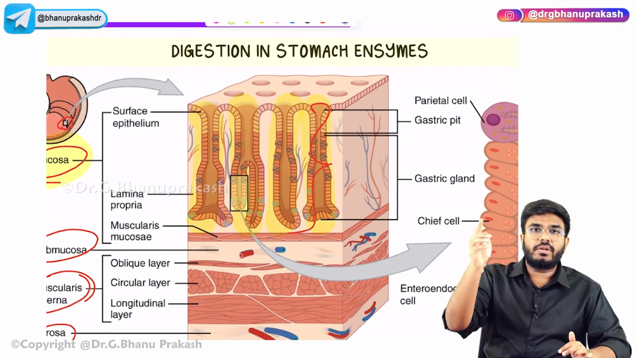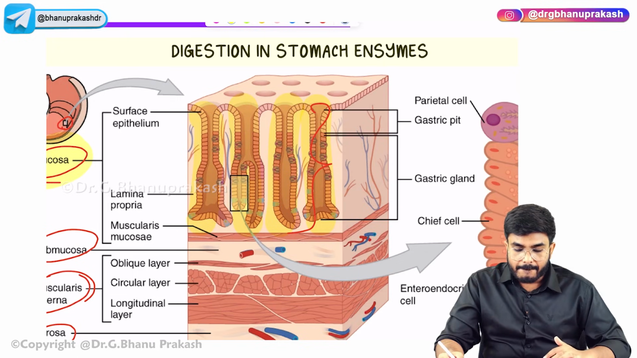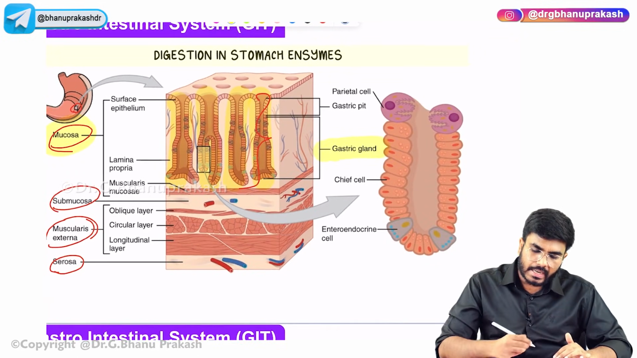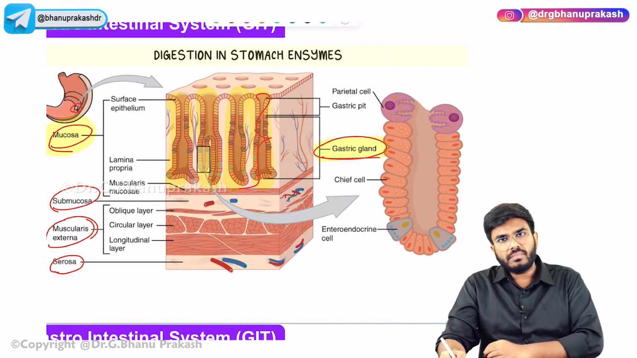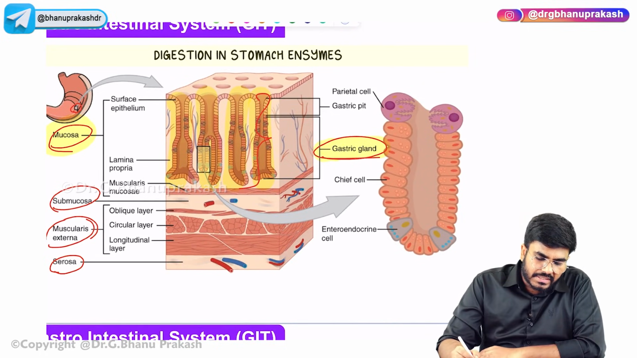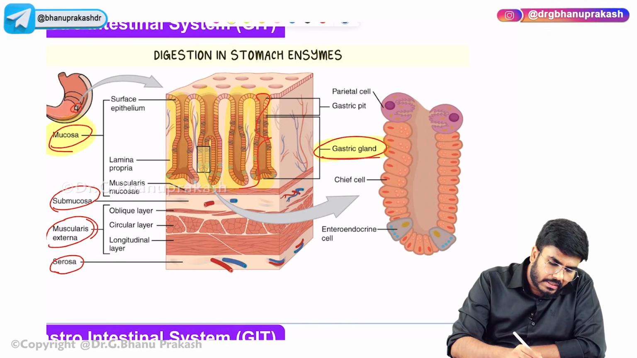Okay, these depressions, are you able to appreciate them? They are called gastric glands. Now, the question is, if you look at the gastric gland, there are cells present.